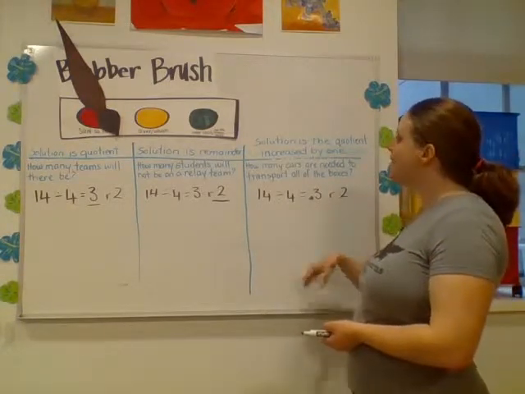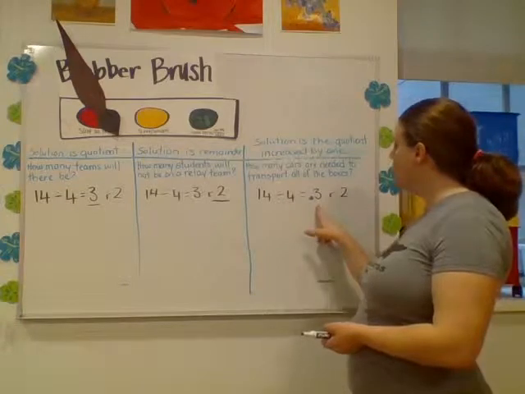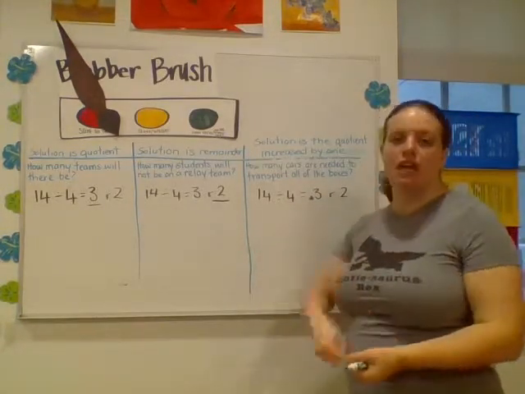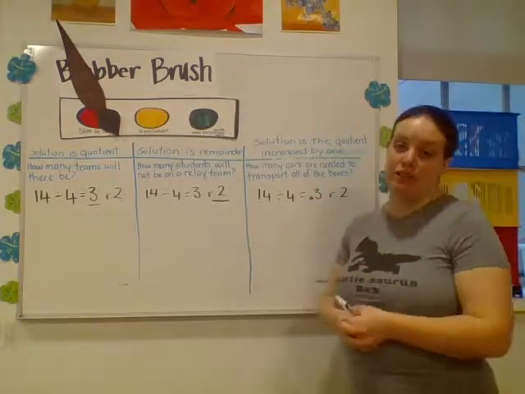So in this case, the solution is the quotient increased by 1. 3 cars that are full and 1 extra car for our 2 leftover students.